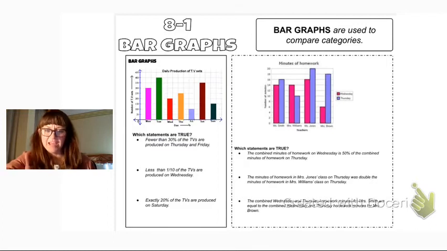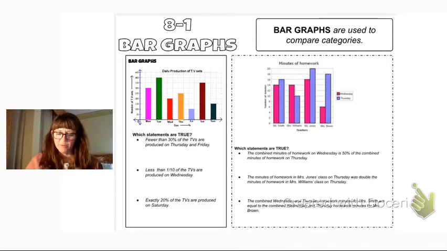Hi, welcome to Unit 8, Lesson 1. In Unit 8, we're going to be looking at all different kinds of graphs or data representations. So in mathematics, when we gather data, we have to have a way to represent that data in a way that makes sense to the people that are looking at it.